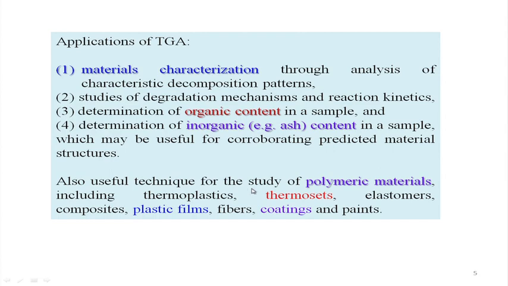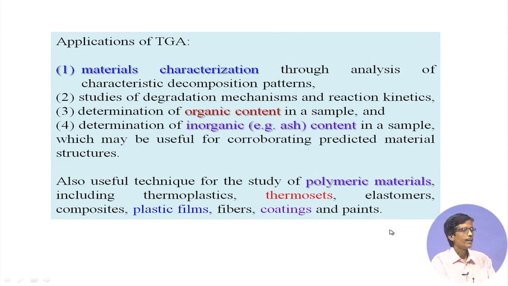And apart from all this, one useful importance of the TGA is polymeric material characterization. So, it comes under material characterization, but under polymeric material characterization. Anything of any sort of polymer we can characterize, such as thermoplastics, thermosetting plastics, elastomers, composites, plastic films, fibers, coatings, and sometimes even paints, to see how stable it is in terms of the corresponding temperature rise.